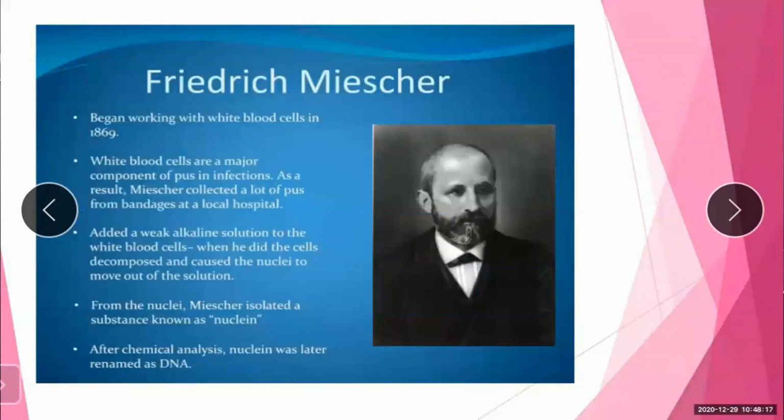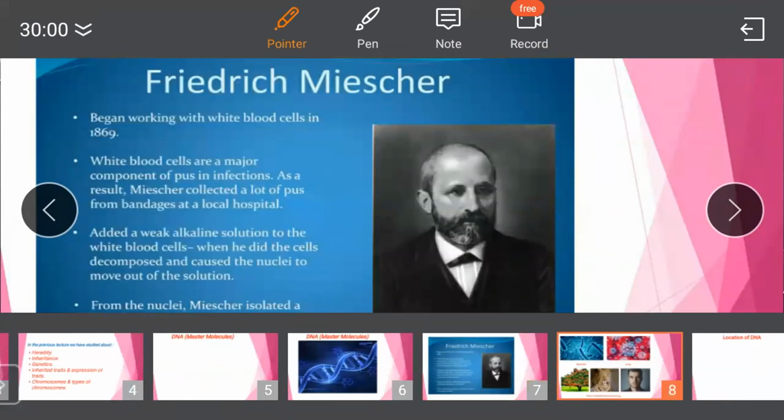The Swiss biochemist Friedrich Miescher, in 1869, while studying white blood cells, saw the nucleus. He collected pus from the bandages at a local hospital, and then he added what? A weak alkaline solution. And what did he see? He saw that the nuclei separated out of the solution, and from here he understood that he had isolated a substance he called nuclein, and later on it was renamed DNA. He was the person who discovered DNA.